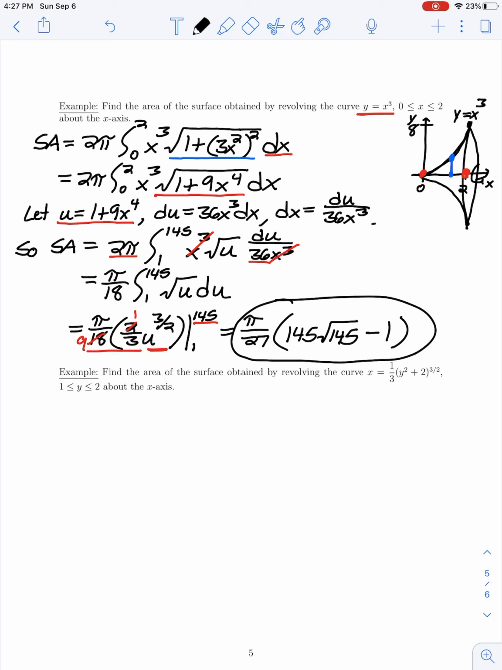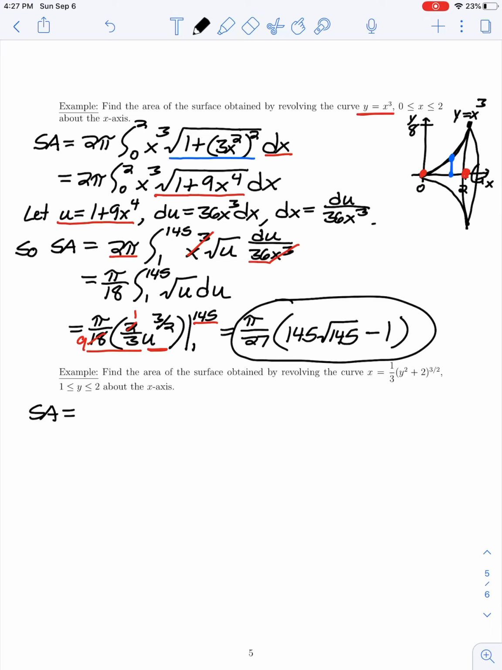So let's look at some other ones. In this next example, we're asked for the area of the surface obtained by revolving the curve x equals 1/3 y squared plus 2 to the 3/2 power, where y ranges from 1 to 2, about the x-axis. So let's set up our integral for the area of this surface.